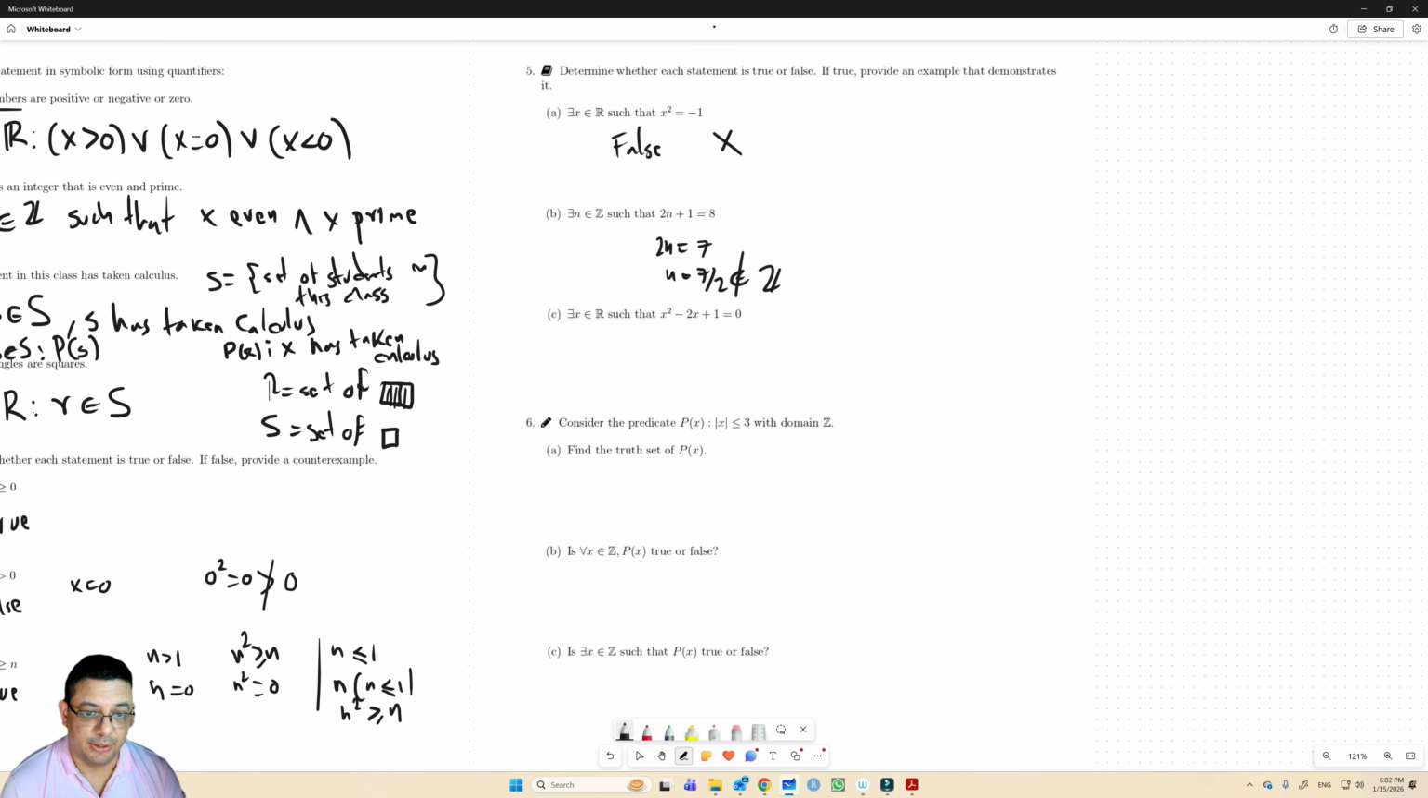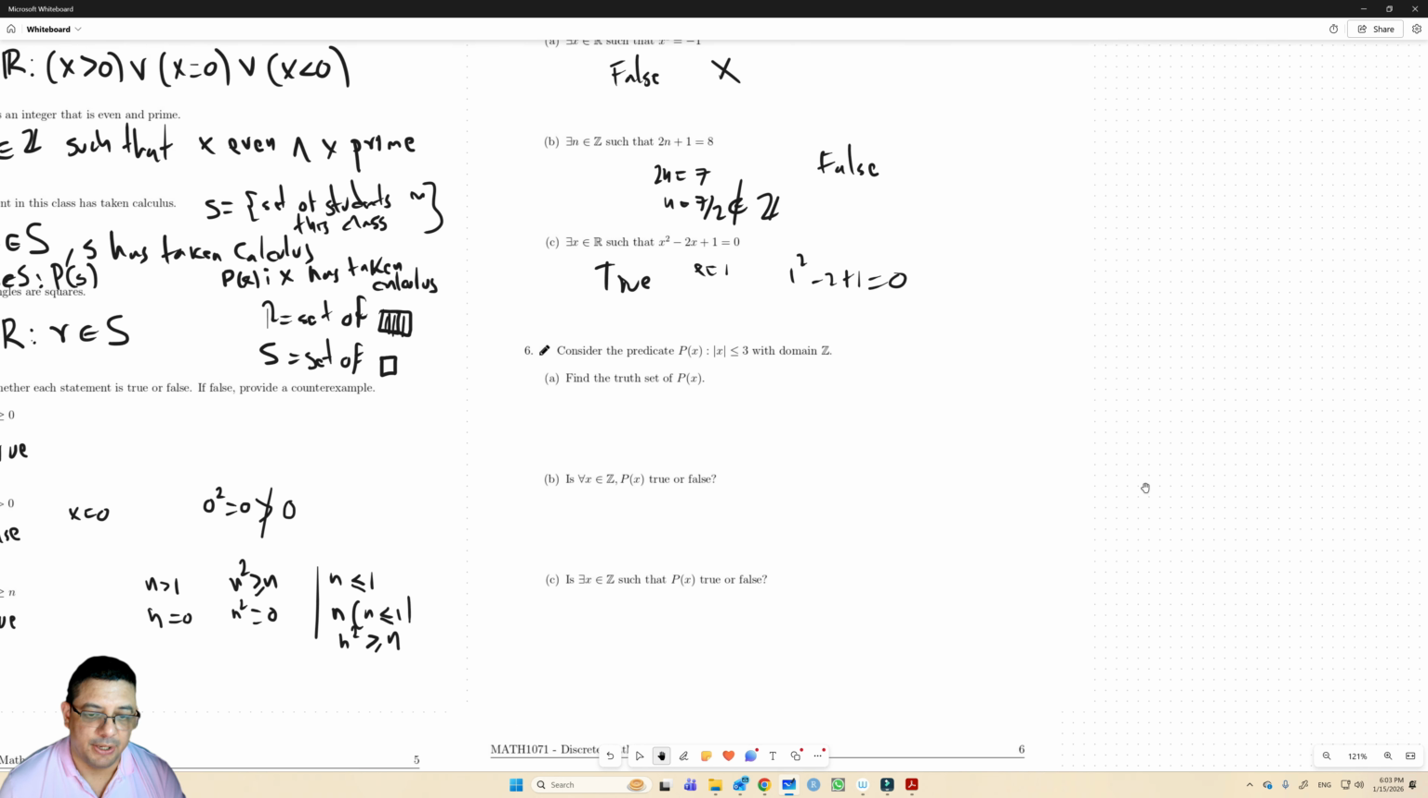Is there a real number such that x squared minus 2x plus 1 is equal to 0? And this is true. So this is false, and this is true. And the reason why this is true, you can plug in x equals 1, and you will notice that 1 squared minus 2 plus 1 is equal to 0. Okay? Now, question number 6.